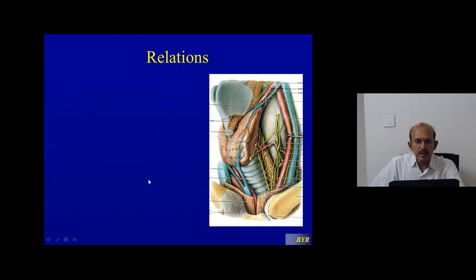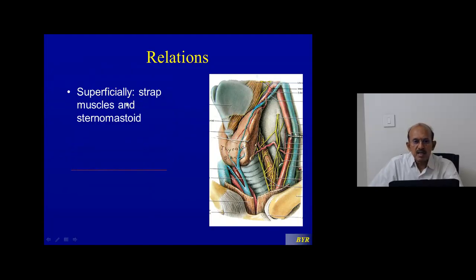Relations of the thyroid gland. This is very, very important. Superficially are the strap muscles and sternomastoid. What are the strap muscles? We have already seen them. Sternohyoid superficially, and deep to that, thyrohyoid and sternothyroid. A little lateral, we have the superior belly of the omohyoid muscle. So these are the strap muscles.